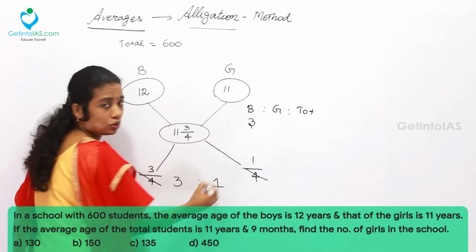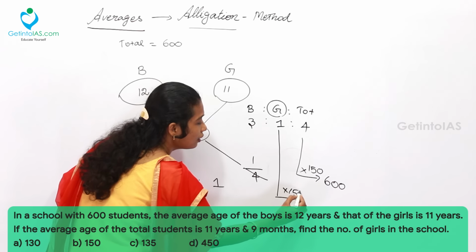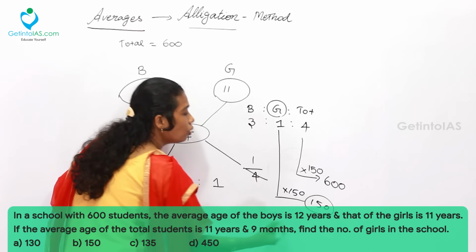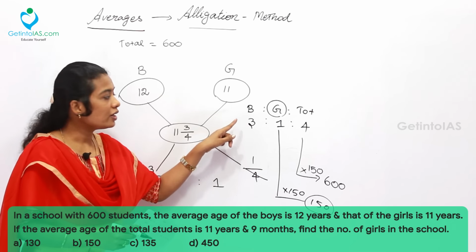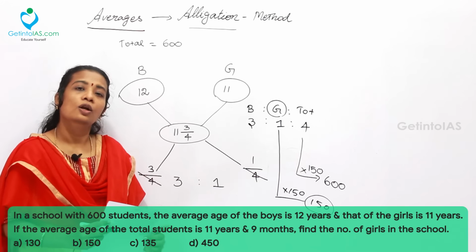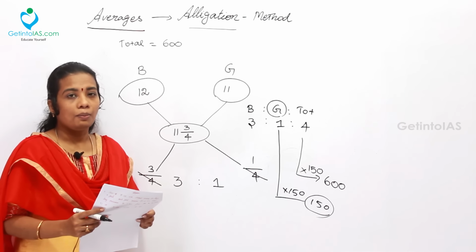Here what is required? Girls. We are focusing on girls. 1 into 150 is simply 150. Total number of girls is 150. In case you are asked to find the total number of boys, 3 into 150 is going to be 450. Now the answer is 150, which is given in option B. Hope now you got the idea of applying the alligation method while solving complex average problems.